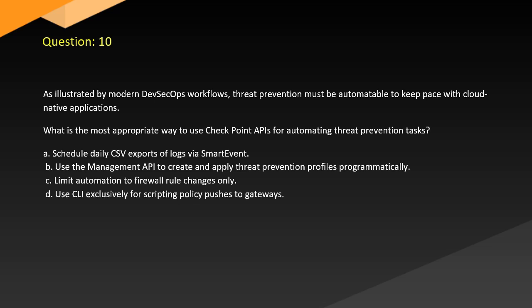Question 10. As illustrated by modern DevSecOps workflows, threat prevention must be automatable to keep pace with cloud-native applications. What is the most appropriate way to use Check Point APIs for automating threat prevention tasks? A. Schedule daily CSV exports of logs via SmartEvent. B. Use the Management API to create and apply threat prevention profiles programmatically. C. Limit automation to firewall rule changes only. D. Use CLI exclusively for scripting policy pushes to gateways.